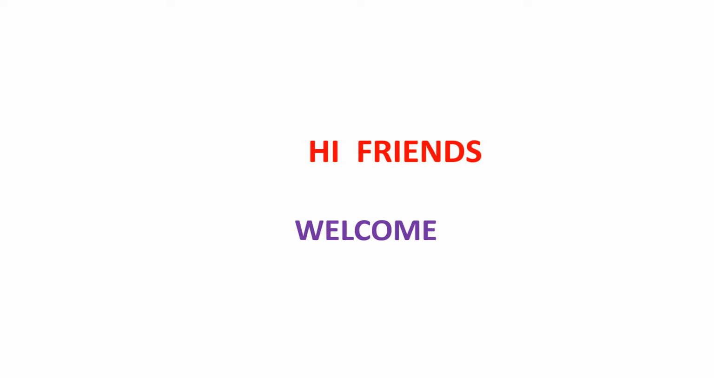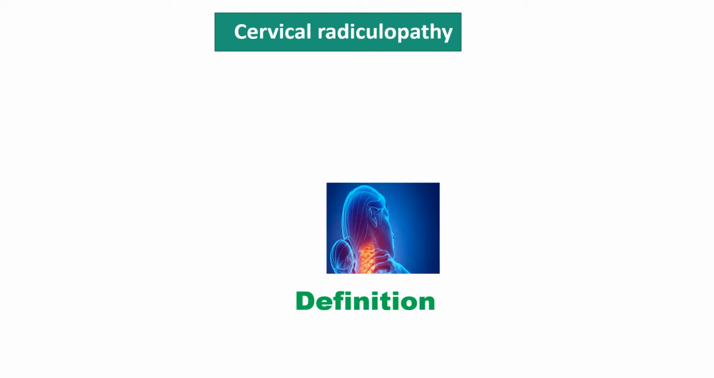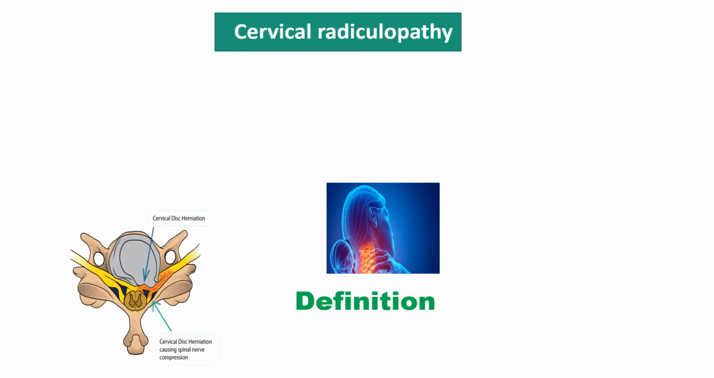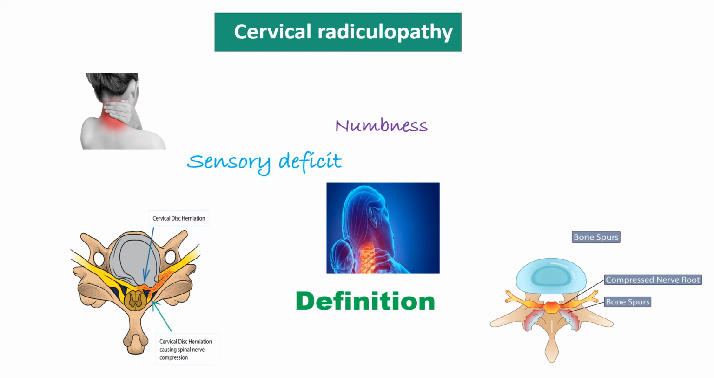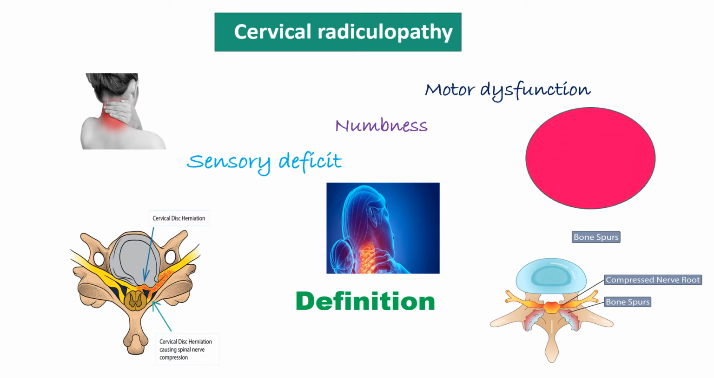Today in this video, I will tell you about cervical radiculopathy. First we'll discuss the definition of cervical radiculopathy. Cervical radiculopathy is a disease process due to nerve compression from a herniated disc and arthritic bone spur. Impingement produces pain, numbness, sensory deficits, and motor dysfunction in the neck and upper extremity. Then we will discuss the etiology.